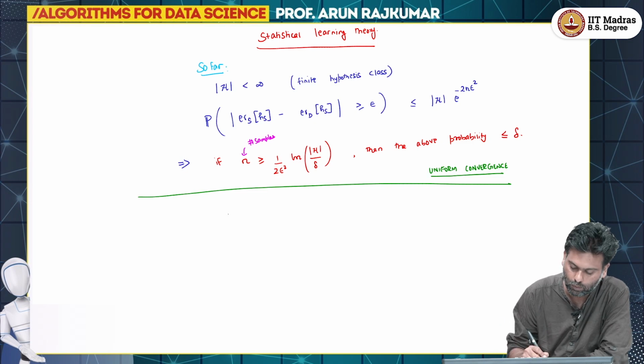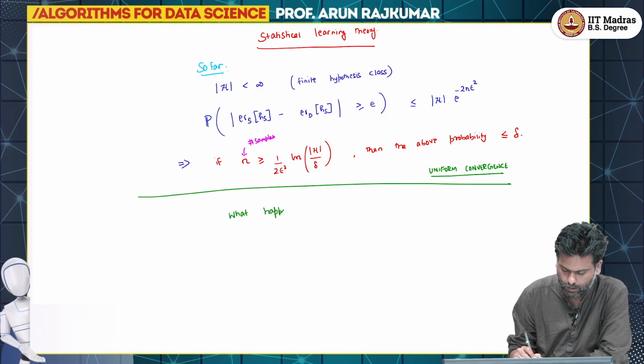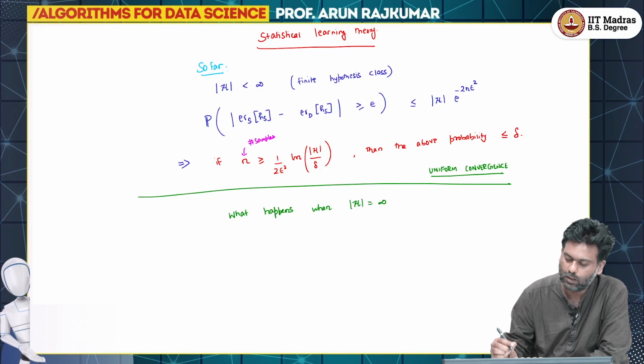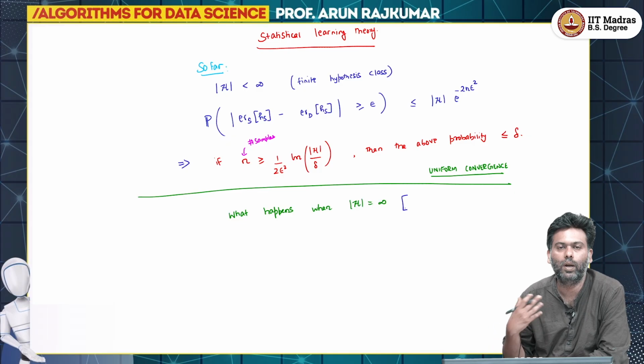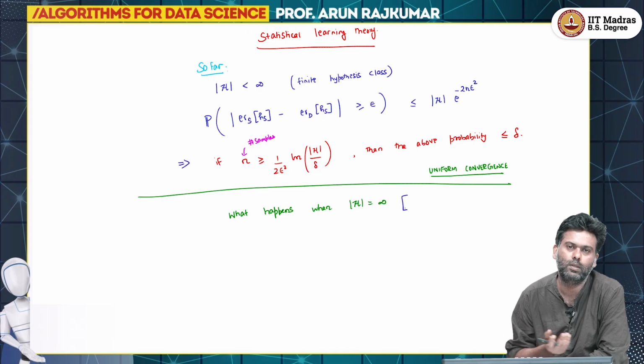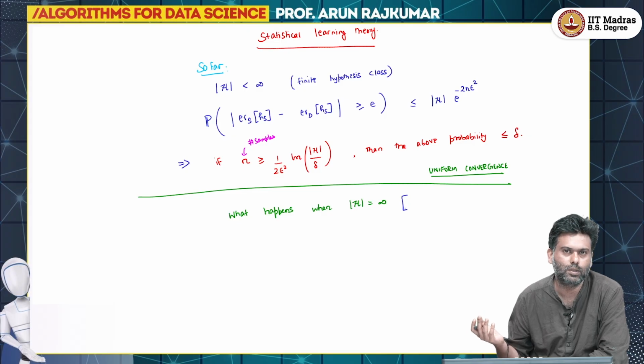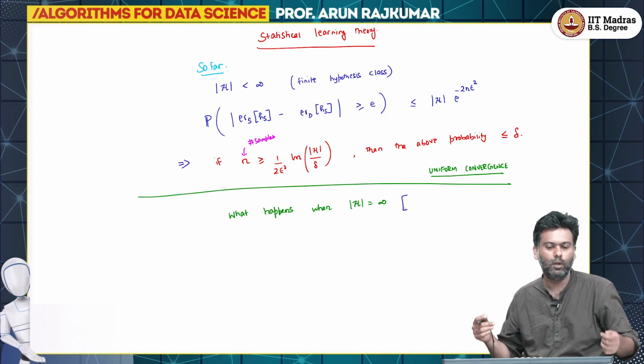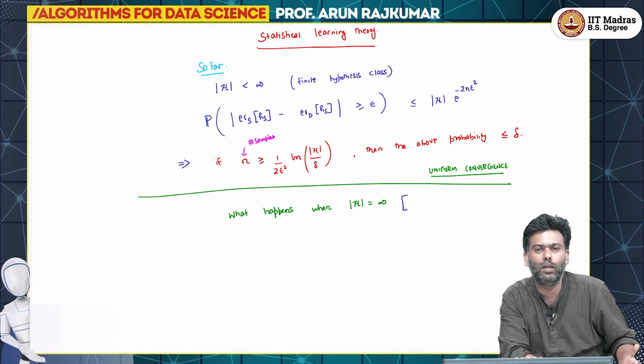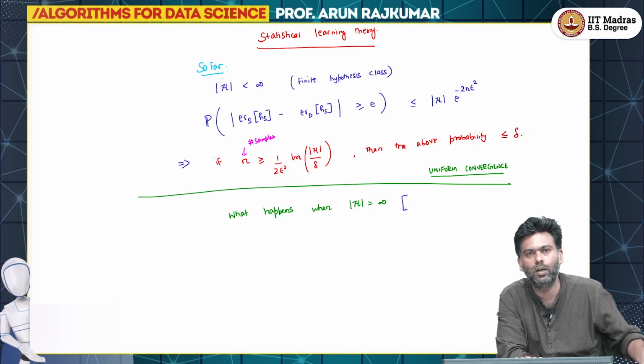So, the question that we want to ask today is what happens when the cardinality of H is infinity, and this is the more practical setup, because we will never learn in machine learning from a finite hypothesis class, right. It's not like, let's say if you're learning a linear classifier, you only have a bunch of 100 w's and then you have to pick one of these 100 w's.